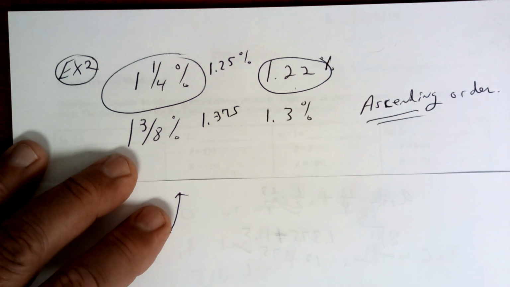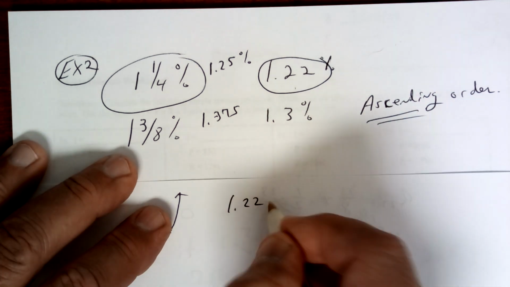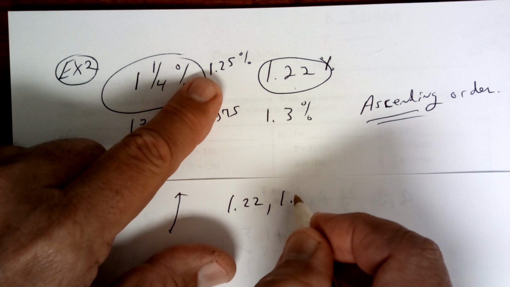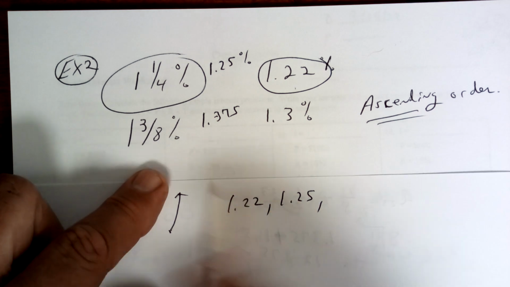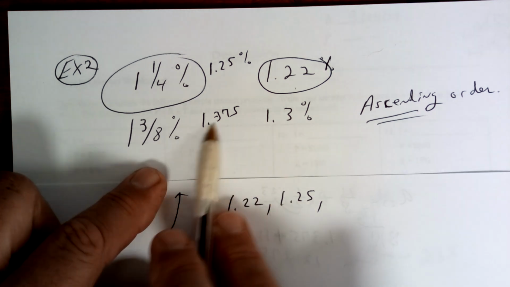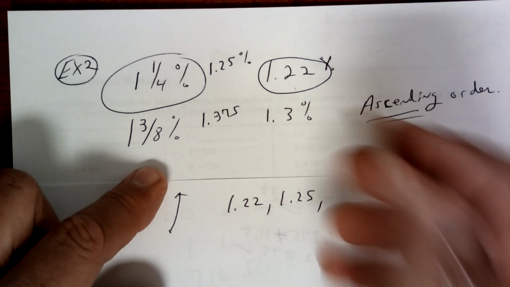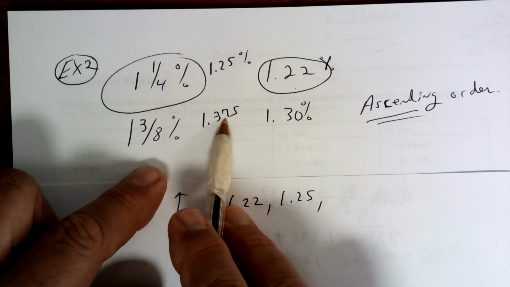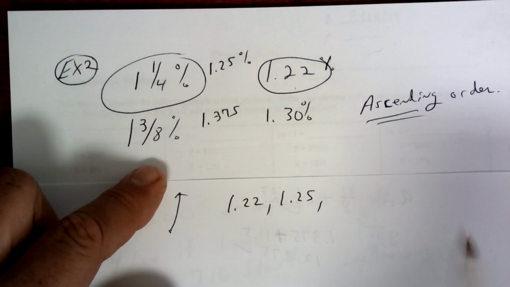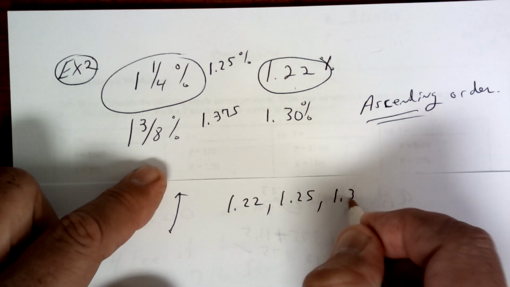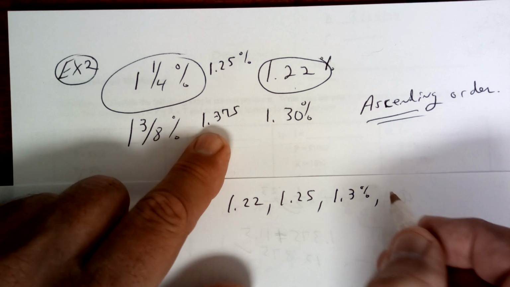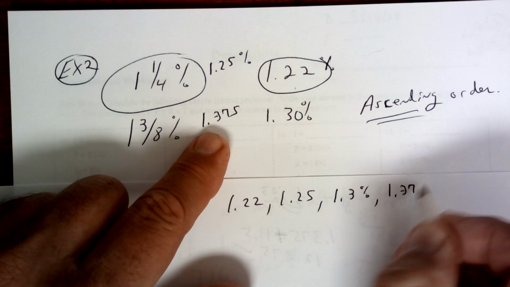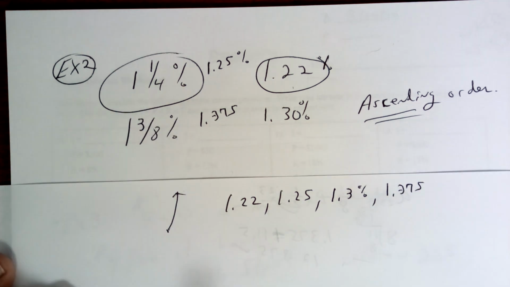So I'm going to say 1.22, then I'm going to say 1.25, and then between these two, 0.3 and 0.3, they're even, but this is a 0. So 0 is smaller than that 7. So you got to compare spot by spot. So then it's going to be 1.3% would be next, and then the biggest one is 1.375. And this is called ascending, going from the low number to the high number.